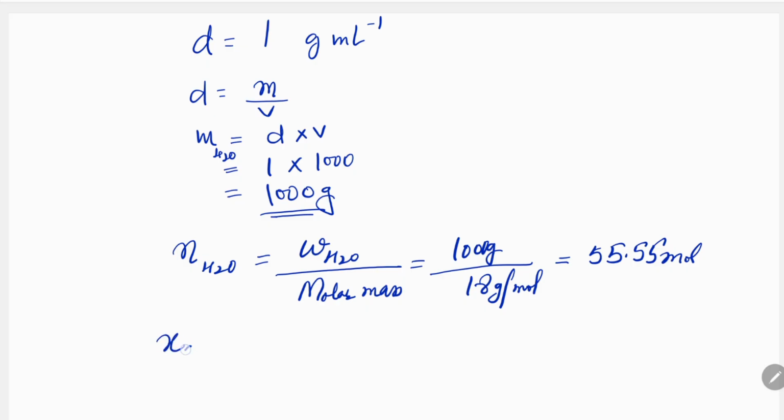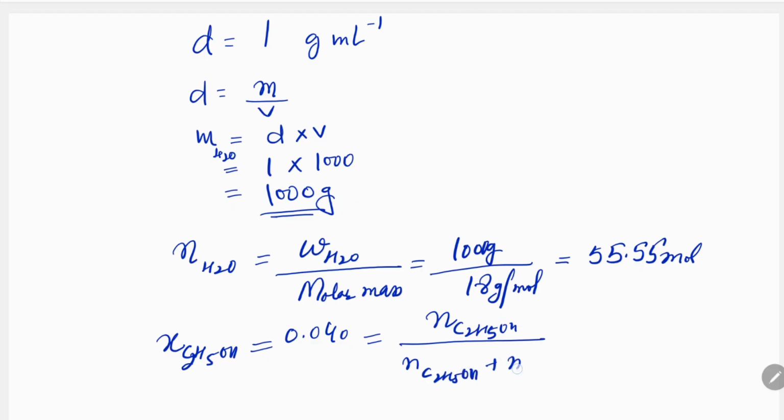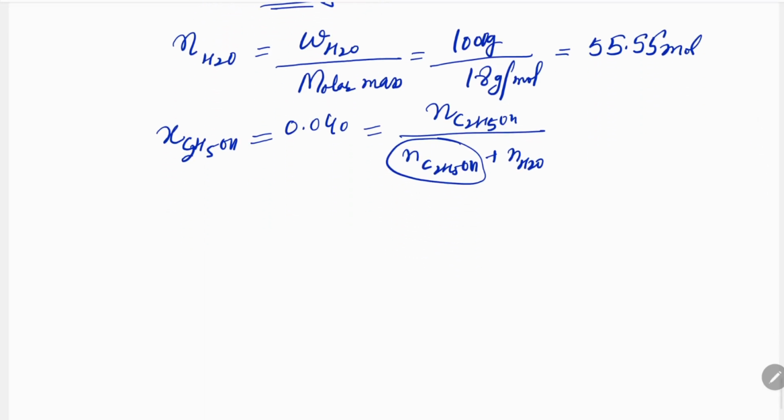And X of C2H5OH, which is equal to 0.040, is the number of moles of ethanol divided by the number of moles of ethanol plus the number of moles of water. Because water is present in excess, we can neglect the number of moles of ethanol, which is the solute, from the denominator only. So it becomes the number of moles of ethanol divided by the number of moles of water.